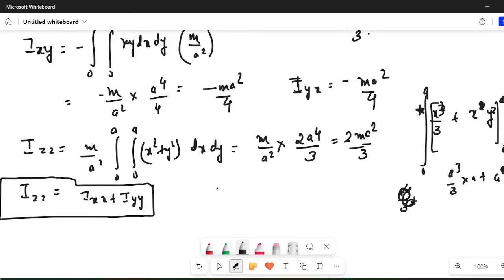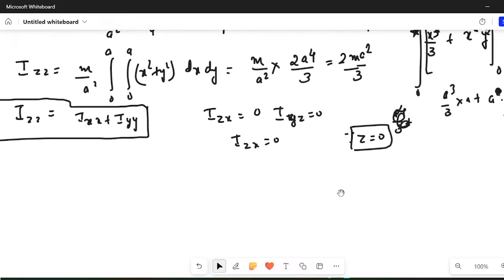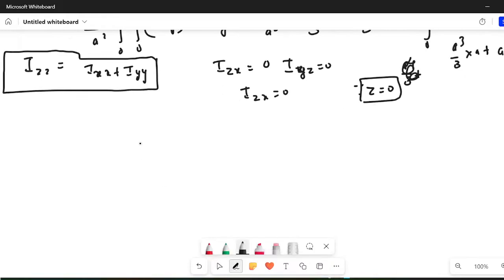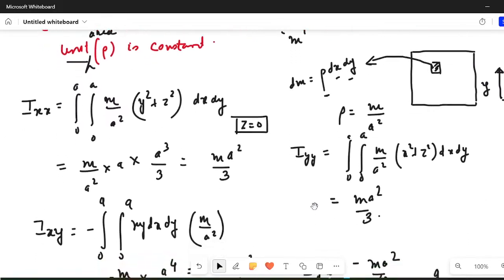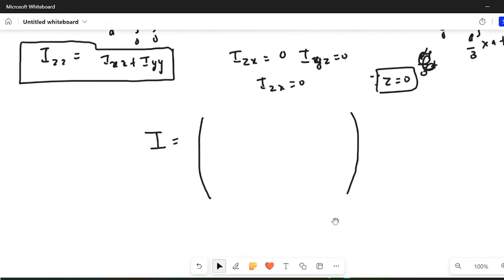And similarly, if you want to find other things, let's say what would be Izx, it would be simply 0. Iyz would be 0, Izx would be 0. All these things would be 0 since we know that z is 0. So overall, if I want to construct the matrix I, the moment of inertia matrix for the square thing, what will I get? What would be Ixx? Ixx would be ma square by 3. So I'll write ma square upon 3.